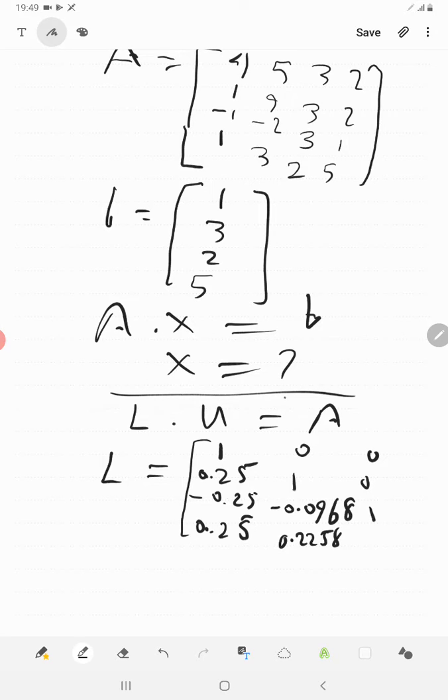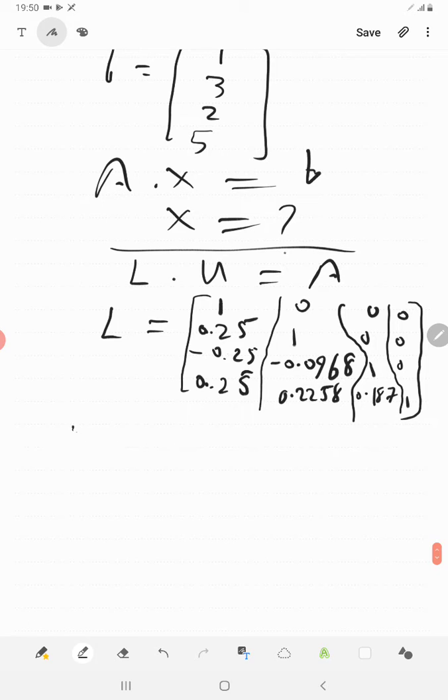The third one is 0.187, then 0, 0, 0, and 1. So to demonstrate this, just separate them, you'll get that. So this makes basically L, the L matrix, and you obtain U, the upper triangular matrix. Let me find U from MATLAB. This is U.